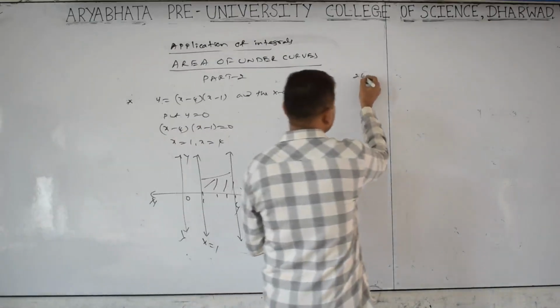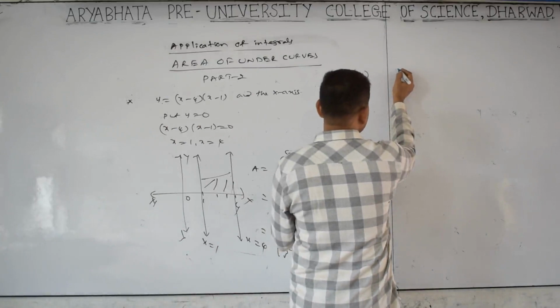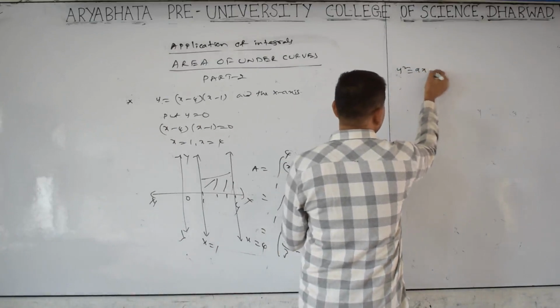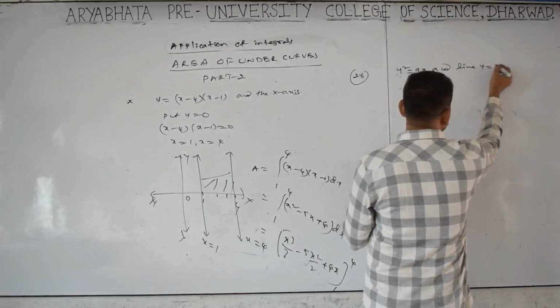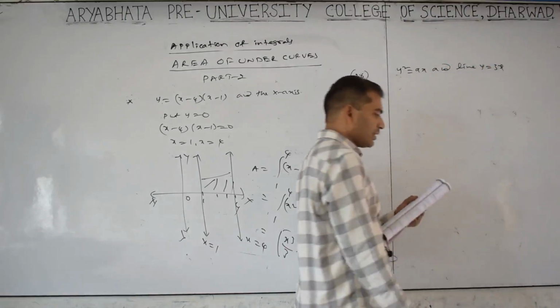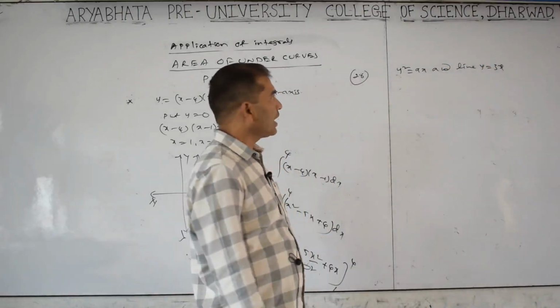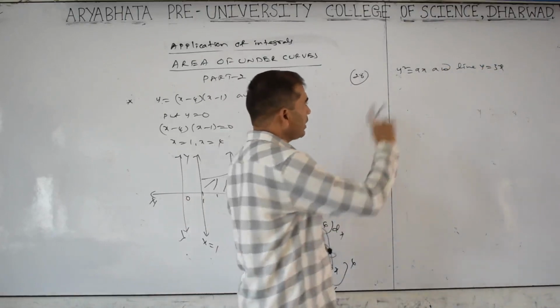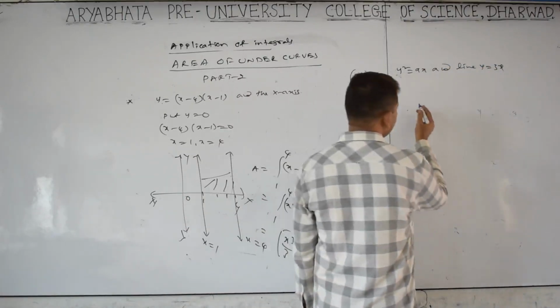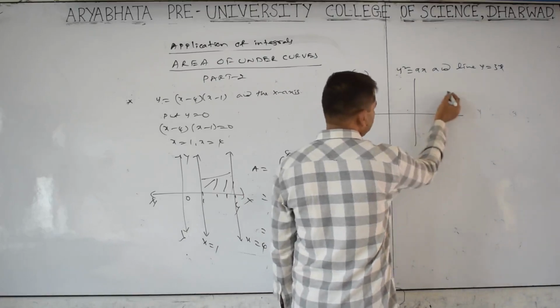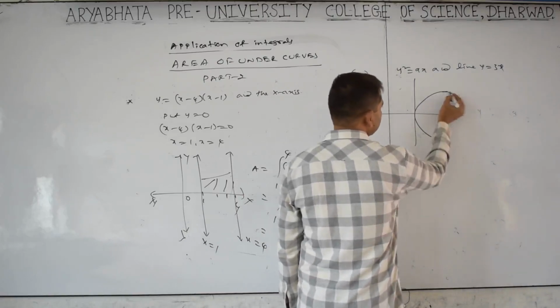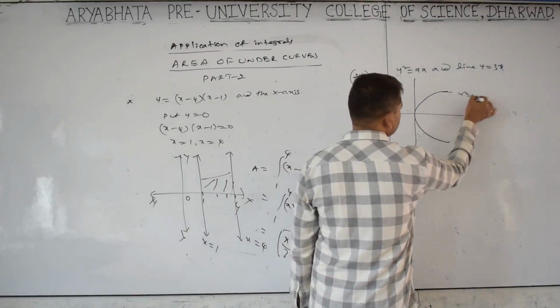Next, question number 26. The area between y square equal to 9x and the line y is equal to 3x. The curve and line are given, so we should draw both first. Y square equal to 9x is the parabola, opening this side.